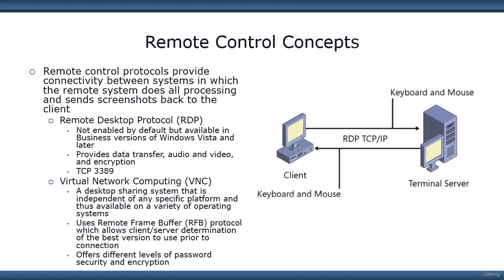VNC was another desktop sharing system. That one's independent of any specific platform, and so it's available on a number of different operating systems. That one uses the Remote Frame Buffer (RFB) protocol, which allows client-server determination of the best version to use prior to them being able to connect. It also offers different levels of password security and encryption.